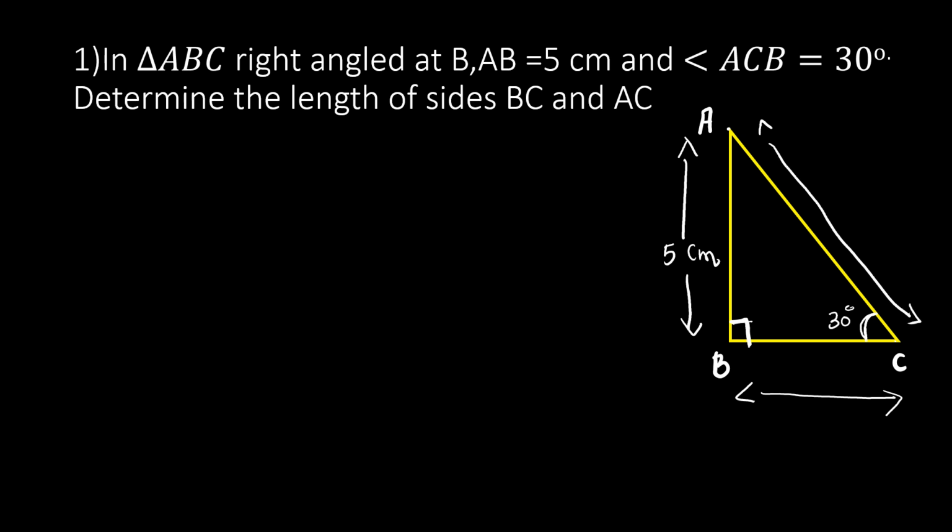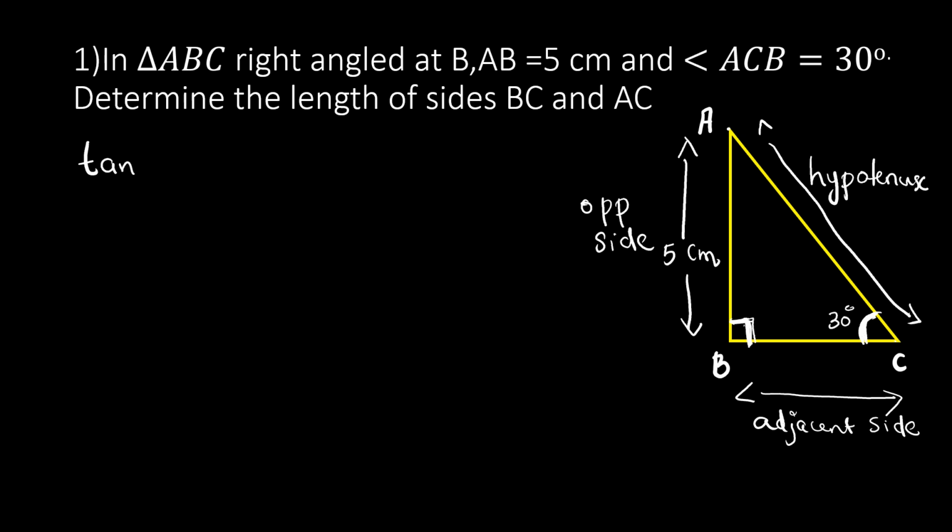Now this is angle C. Therefore BC is the side adjacent to angle C, and this is the opposite side of angle C. And the third is the hypotenuse. Hypotenuse is always opposite to the right angle. Now we'll take the trigonometric ratio, that is tan.